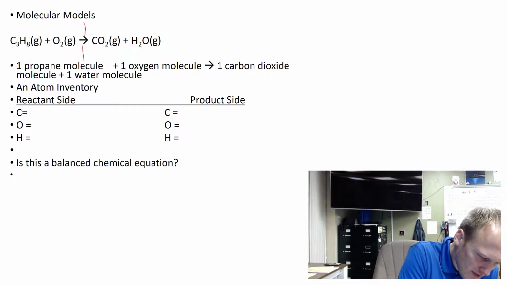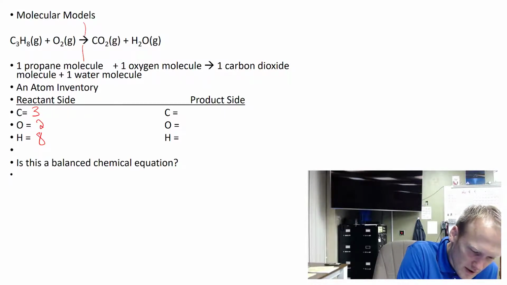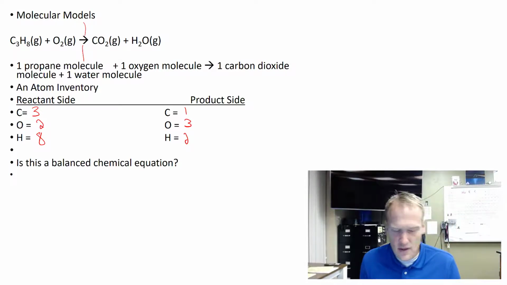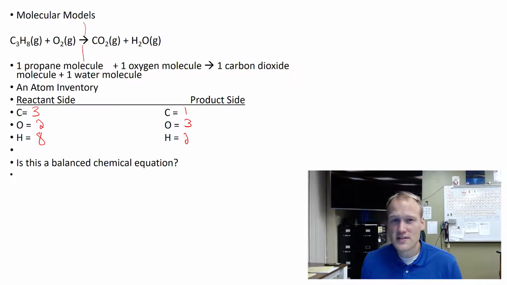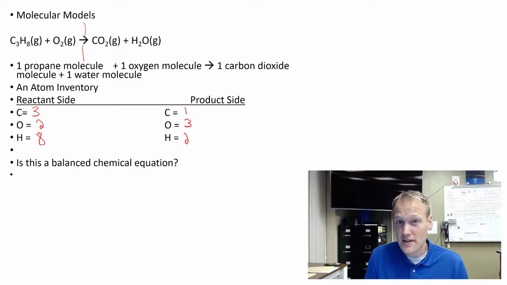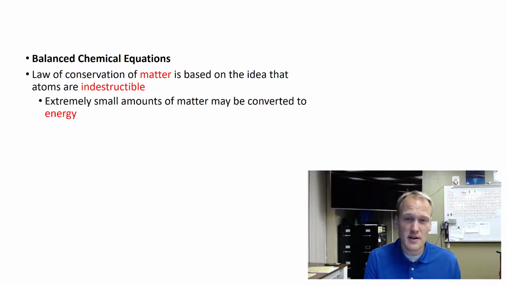On the left side here, we have 3 carbon, we have 8 hydrogen, and then we have 2 oxygen. On the right side, we only have 1 carbon, we have 2 hydrogen, and if you look, we have 2 oxygen here and 1 here. That would give us 3 total oxygen. So then this bottom question is, is this balanced? Is the law of conservation of matter upheld? And the answer is no. We started with more atoms, so we need to fix that. So as we said earlier, we have to make sure the atoms that we start with are the atoms we end with.